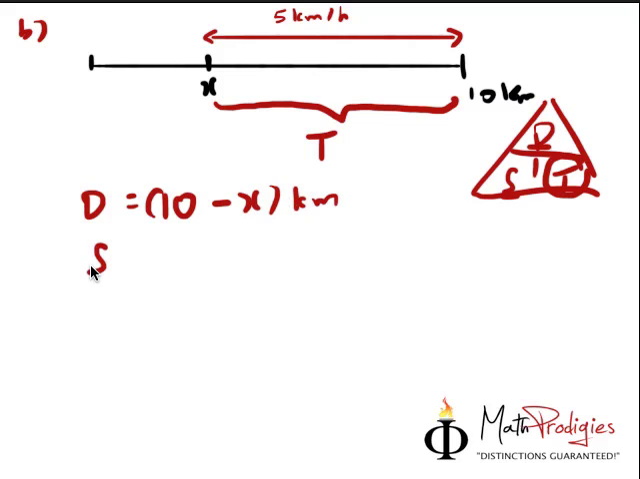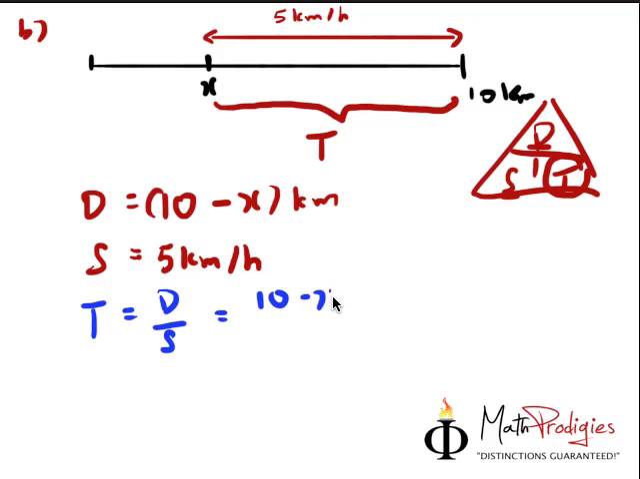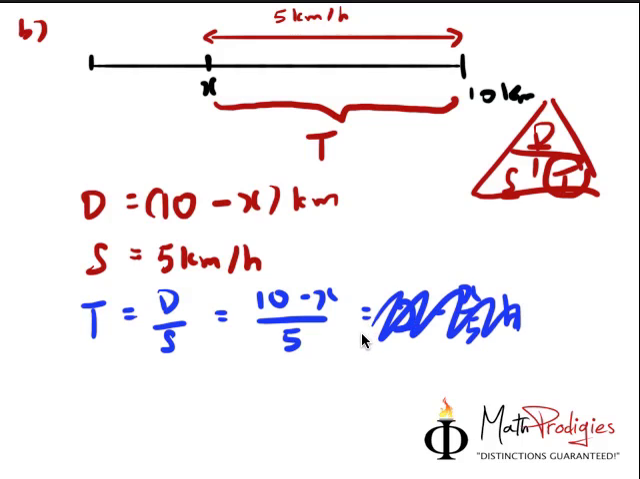What is your speed? Your speed is 5 kilometers per hour. Therefore, your time is very simple. Time equals distance over speed, which equals 10 minus x over 5. Or if you want, you can put it down as 2 minus x over 5 hours, which is also up to you because they both are equal. But I would keep it as 10 minus x over 5 hours. Simple. Okay, so that's for part B. Now for part C.